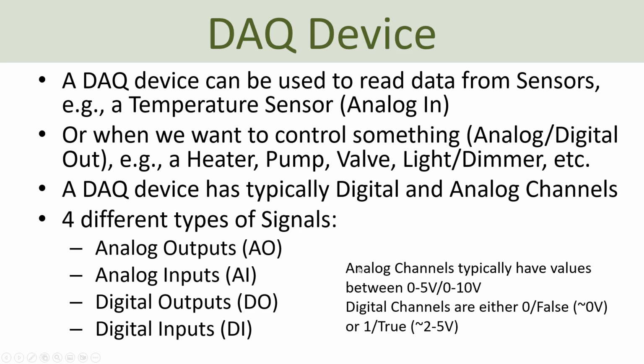And then analog channels typically have values between 0 and 5 voltage, or 0 to 10 voltage, or minus 10 to 10 voltage. It could also typically have 4 to 20 milliampere. While the digital channels are either 0 or false, typically around 0 voltage, or they can be 1 or true, and then the voltage value is typically between 2 and 5 voltage. So these are the basics regarding the DAQ devices.